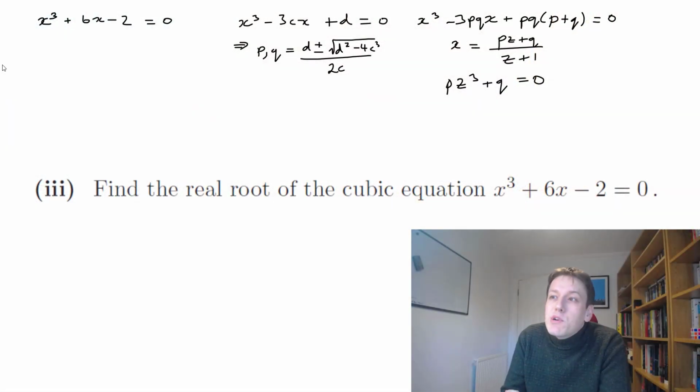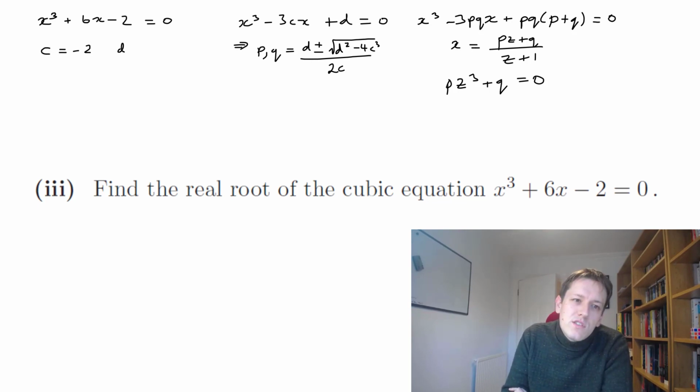So in part 3 we're asked to solve this particular cubic equation, x cubed plus 6x minus 2 equals 0. Now in the previous part of the question we've said that we can reduce something x cubed minus 3cx plus d equals 0 to this form from part 1 if we choose p and q by this formula, where I've just said, let's use the plus or minus version, so p and q can be either way around. So you can match up the coefficients here and we can see clearly that c is minus 2 and then d is also minus 2.